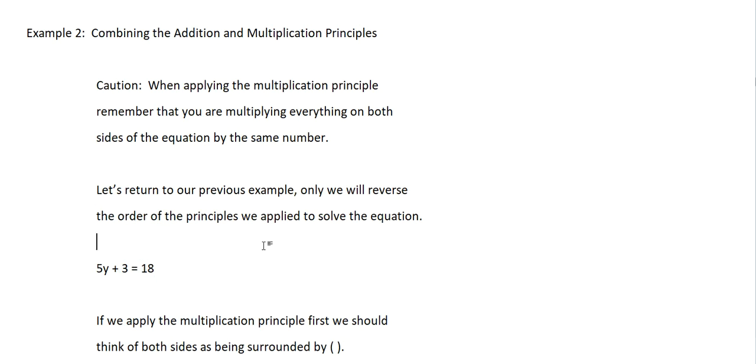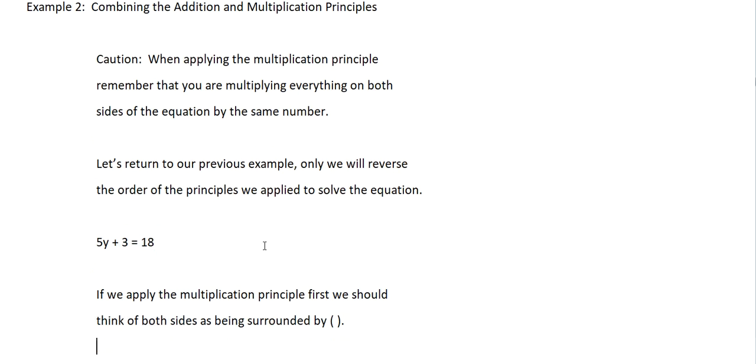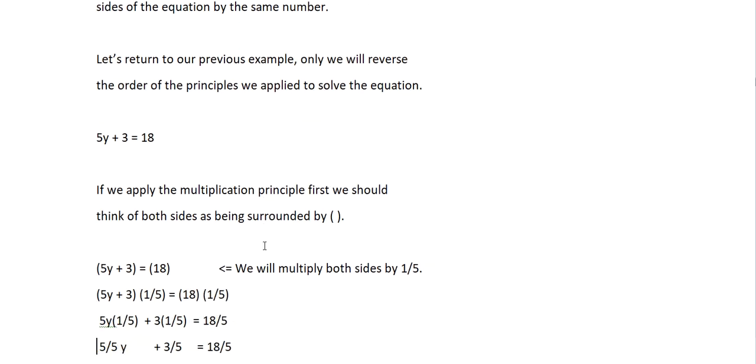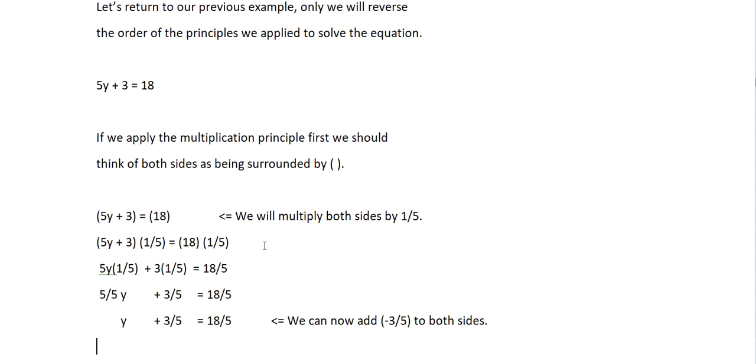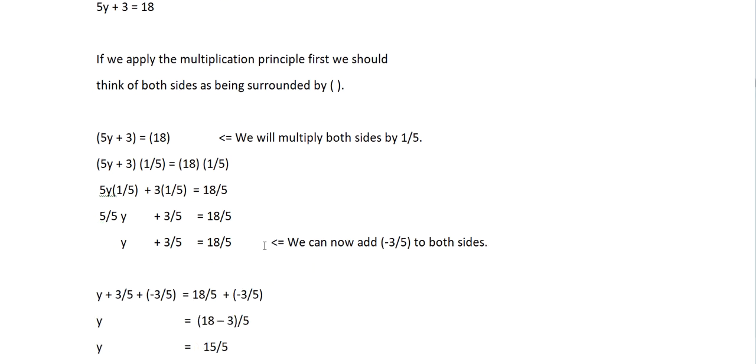Okay, let's return to our previous example, only now we're going to reverse the order of the principles we applied to solve the problem. We start again with 5y plus 3 equals 18. If we apply the multiplication principle first, we should think of both sides as being surrounded by parentheses. So, open parenthesis, 5y plus 3, close parenthesis, equals 18, in parentheses. Now we're going to multiply both sides by 1/5.